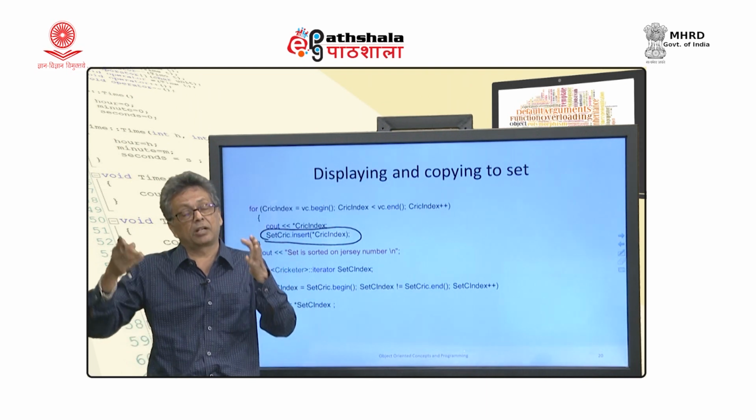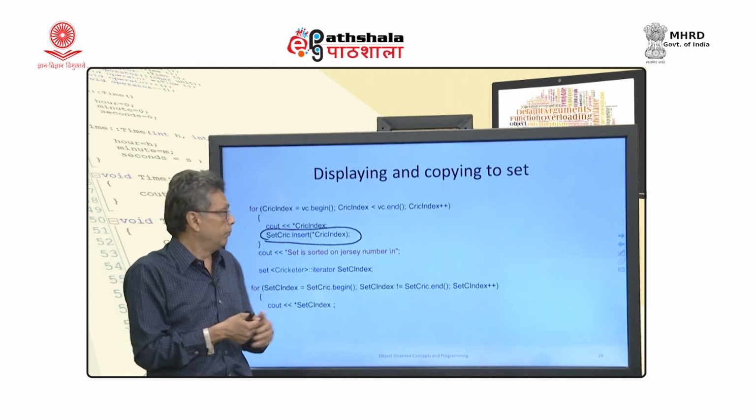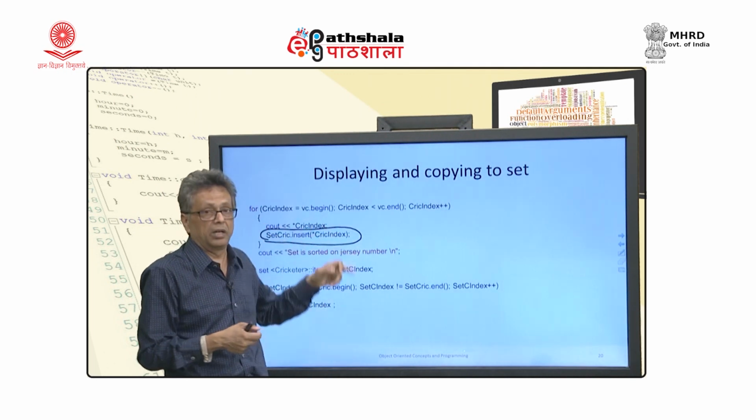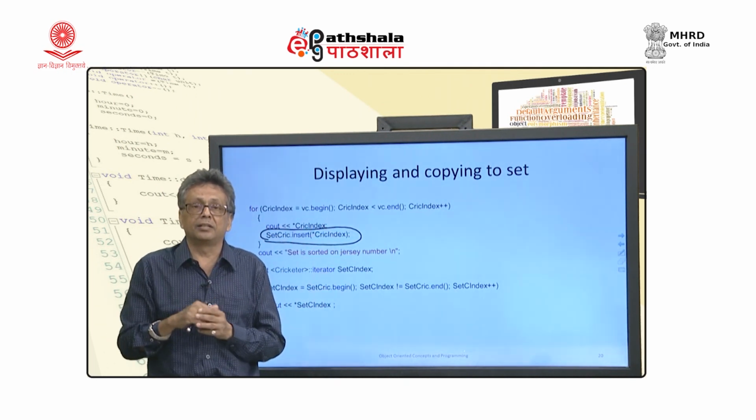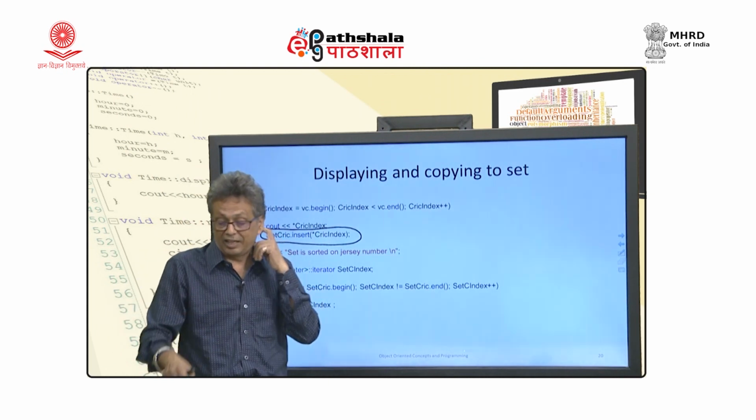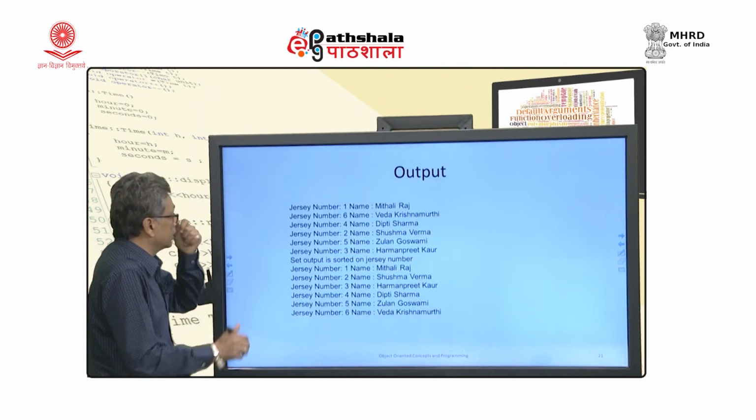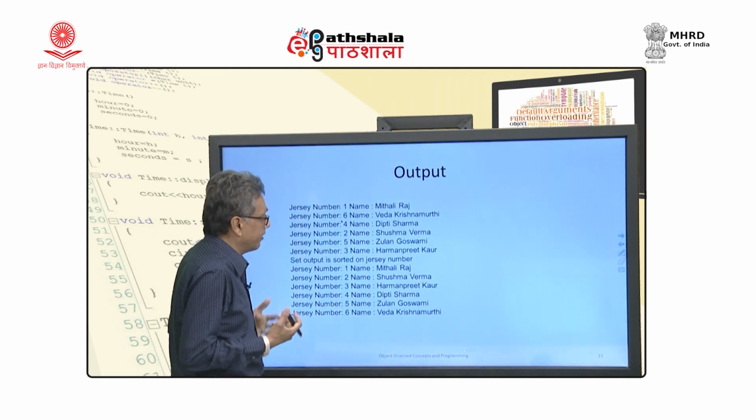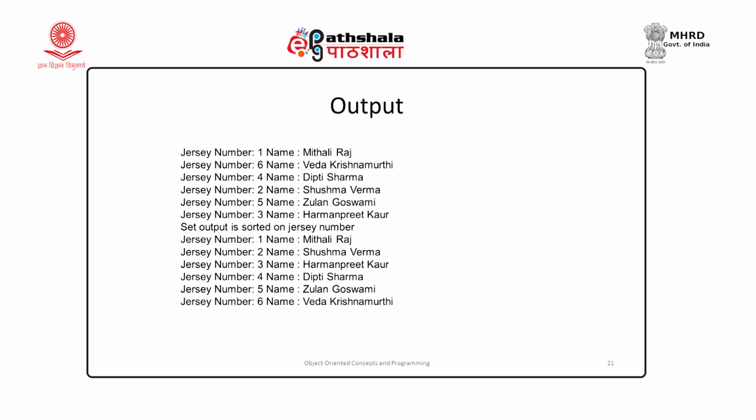So, when I display the vector, I will get all unsorted values, but the set, where the vector values are read and inserted, will insert them in the right order, and that is the reason when I display the set, I will get the sorted order. Okay. You can see the vector is 1, 6, 4, 2, 5, 3, and the set output is 1, 2, 3, 4, 5, 6.